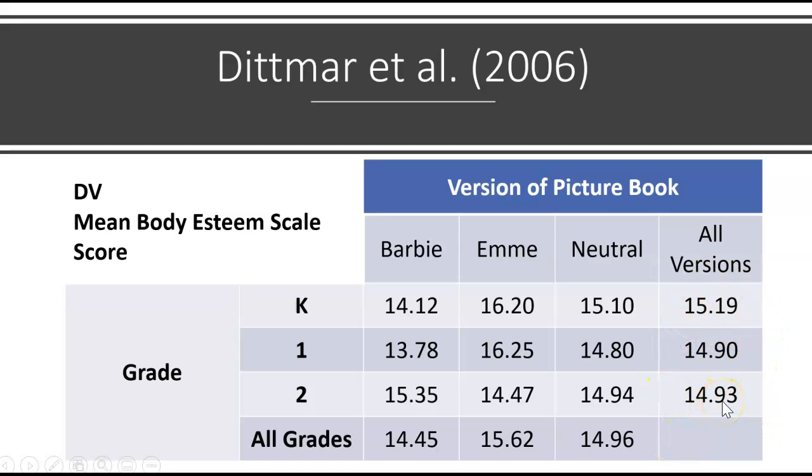14.9, you could round that up to 15, right? 14.90, 14.93, 15.19. And you have to ask yourself the question, is that a meaningful difference? Well, that's why we do inferential tests. Now down here you've got 14.45, which could be rounded to 14.5, 14.96, which could be rounded up to 15, 15.6, which you could theoretically round up to 16. So again, we're eyeballing the means and seeing whether we think we see a pattern here.